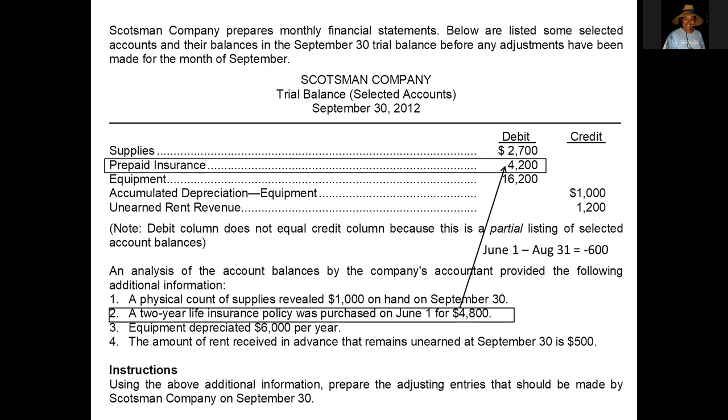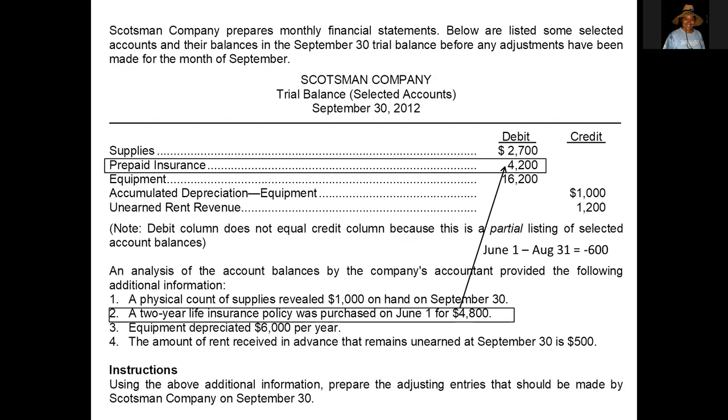Okay, now, if you read the problem, it says a 2-year life insurance policy was purchased for $4,800. So 2 years is 24 months. So that means if you divide $4,800 by 24 months, every month $200 expires. If $200 a month expires, then you know that $600 is the difference between the June 1st balance and the September 30th balance. 200 divided into 600 means 3 months was used up. Well, 3 months covers the period June, July, and August.